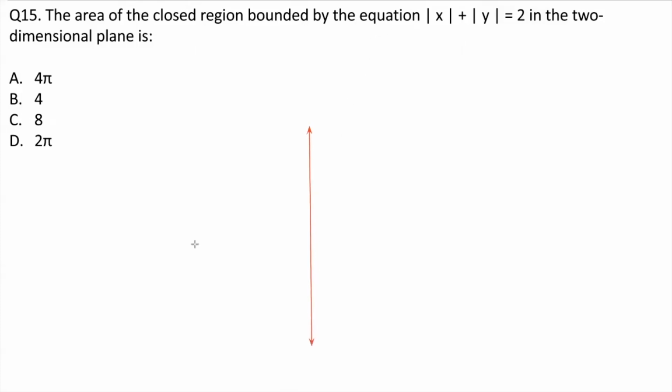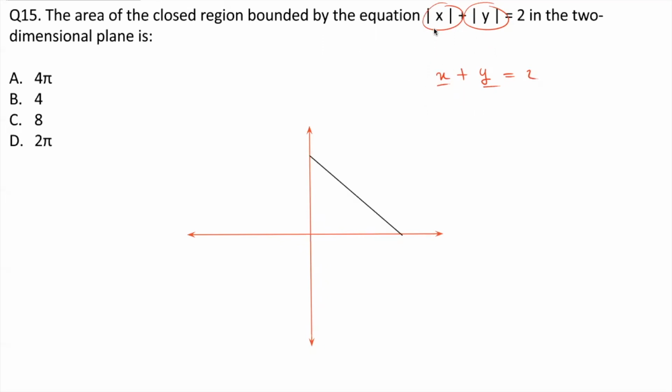So this is the y-axis and this is the x-axis. If you consider the first quadrant, guys, in the first quadrant, x and y, both the terms are positive. So mod x will be equal to x and mod y will be equal to y. The equation will be x plus y is equal to 2. X plus y is equal to 2 is a straight line having x and y intercepts both equal to 2. So it will be something like this, right, guys?